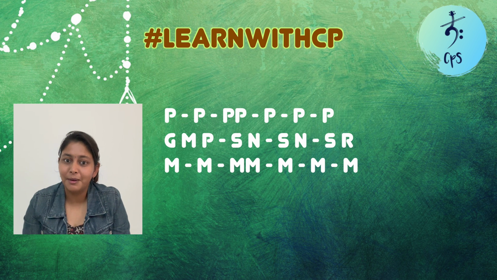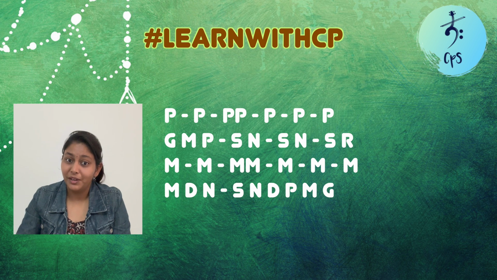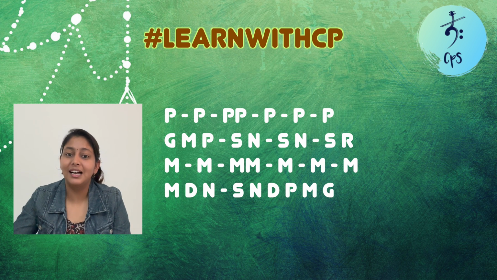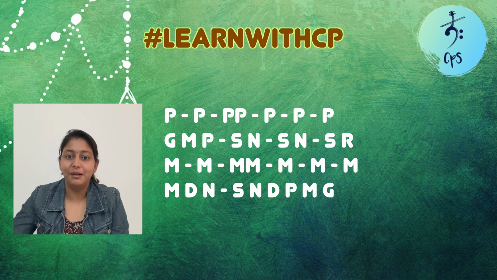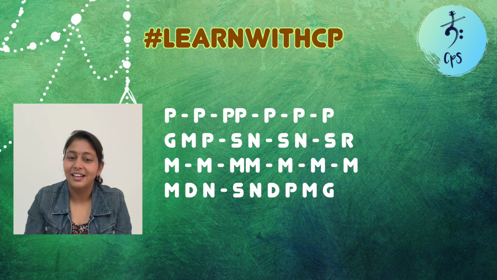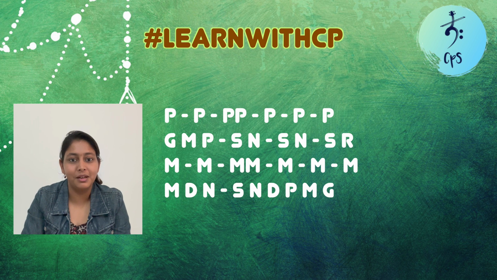Ma, ma, ma, ma, ma, ma, ma. Then comes madani, madani. But when we sing it, madhani, we kind of loop that madhani, like we loop and then sing madhani, madhani. Then comes again sani da pa ma ga, a straight descent. Sani da pa ma ga.